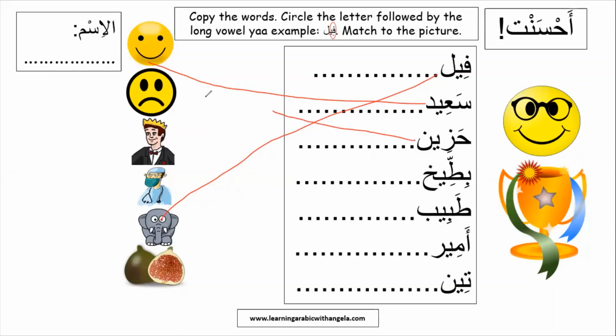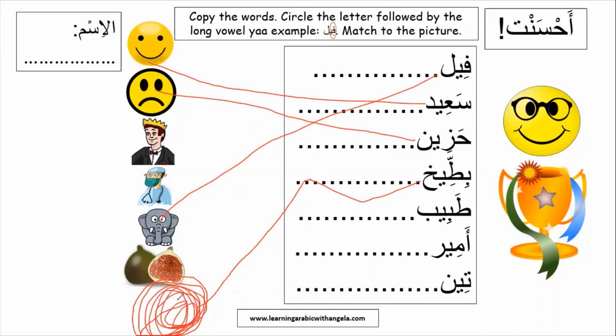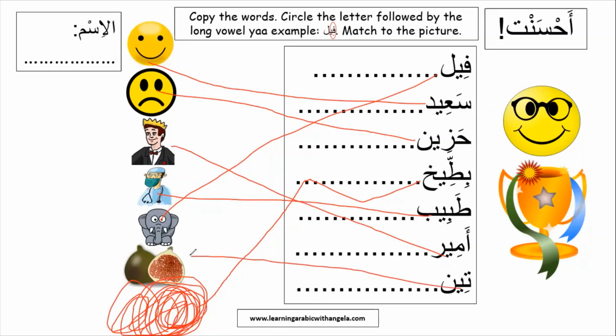حزين. بطيخ. What is the watermelon? Oh, so بطيخ is not there, but I'm just going to draw. Forgot to put the picture, so I'm just going to draw a big watermelon here. طبيب. أمير. And teen.